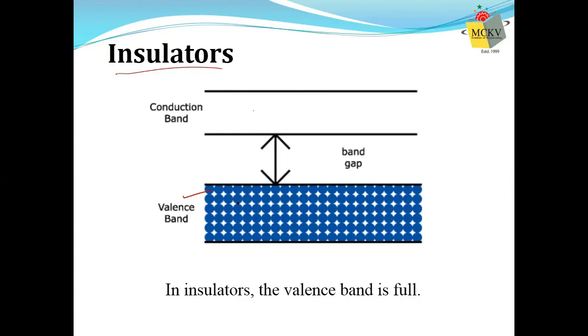So if you want to make them free, you need to supply an energy which is at least equal to the band gap energy. That means this amount of energy at least you need to supply. But unfortunately, in case of insulators, this band gap energy is so large, that means the energy separation between conduction band and valence band is so large that if you want to supply that amount of energy to excite a valence electron to conduction band, ultimately the material will be damaged.